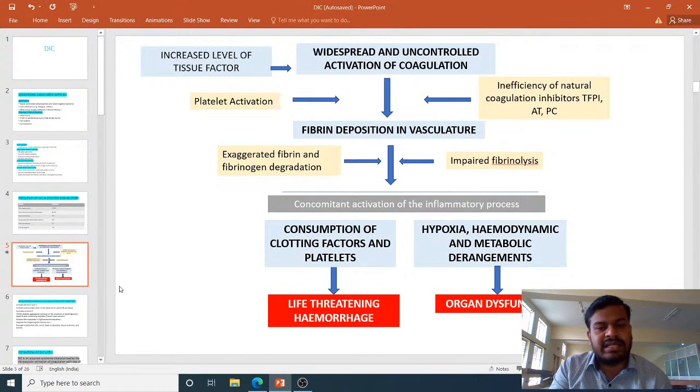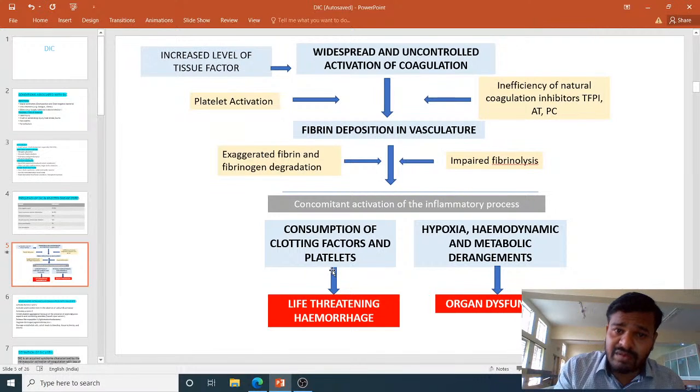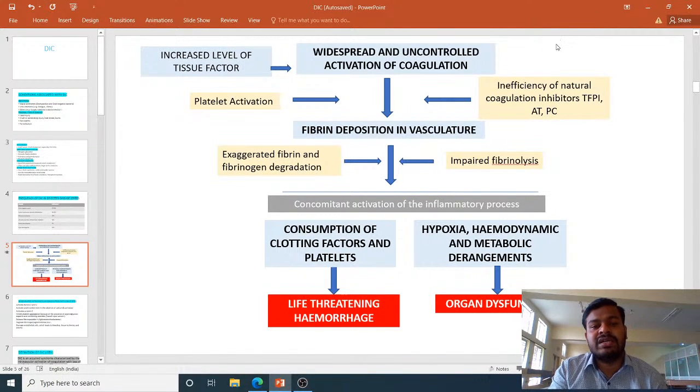So what exactly happens in DIC? According to this flowchart, we'll go briefly. Increased level of tissue factor will cause widespread and uncontrolled activation of coagulation, which leads to platelet activation, and inefficiency of coagulation inhibitors will cause fibrin deposition in the vasculature. Exaggerated fibrinogen degradation and impaired fibrinolysis will cause concomitant activation of the inflammatory process, which will lead to consumption of platelets and clotting factors. Hypoxia, hemodynamic and metabolic derangements will cause organ dysfunction, and consumption of platelets and clotting factors will lead to life-threatening hemorrhage. So this is how it is initiated, and we should know this.